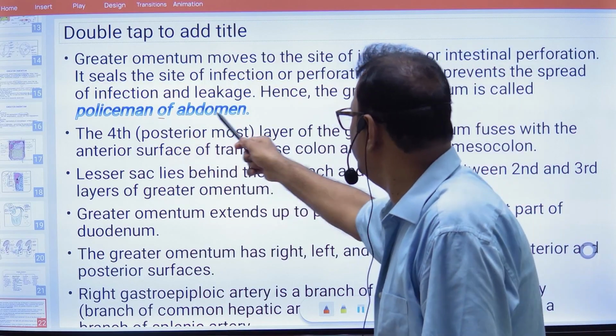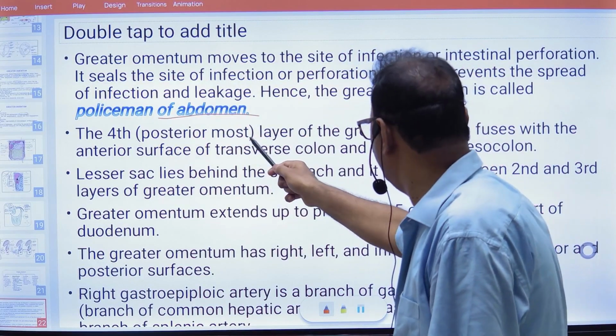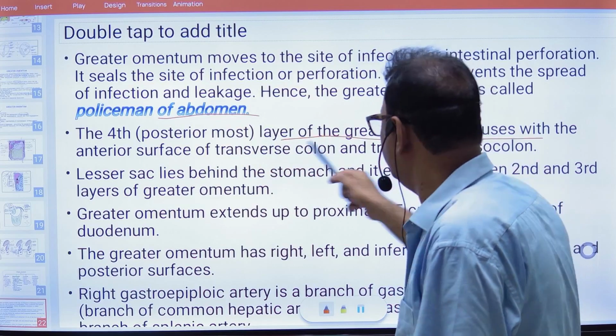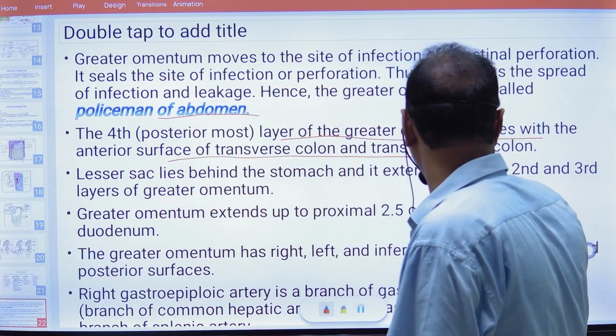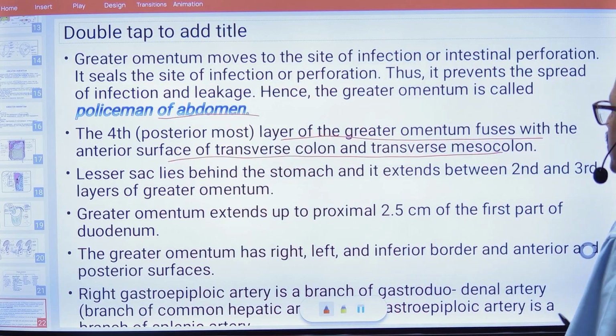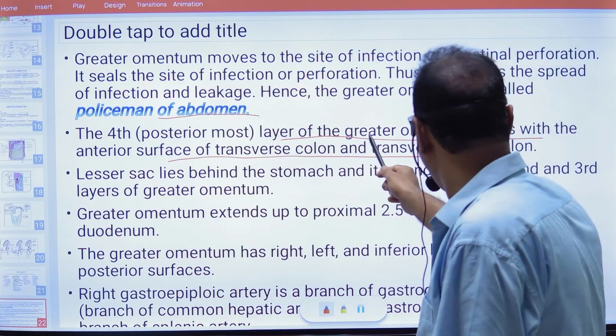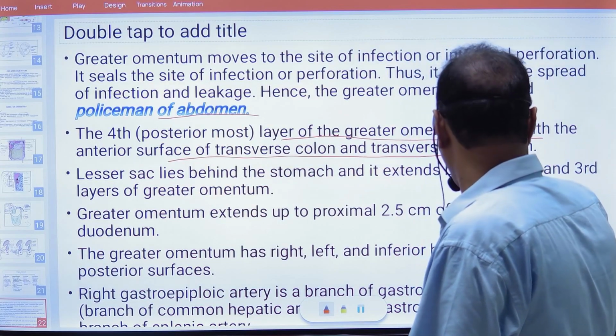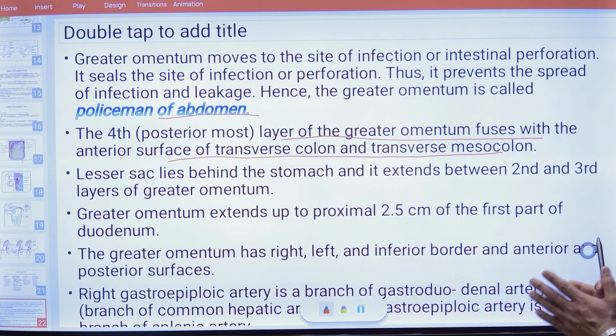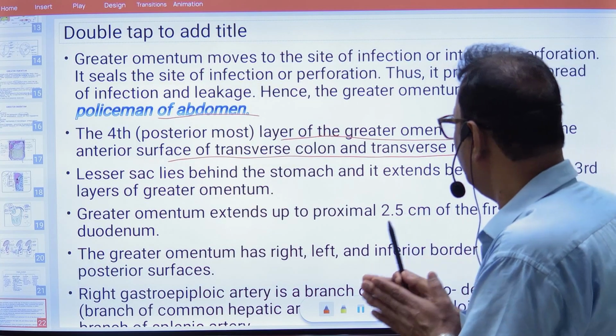It is called the policeman of the abdomen. Why? Because the posterior layer of the greater omentum fuses with the anterior surface of the transverse colon and forms the transverse mesocolon. Fourth layer, the posterior most layer of the greater omentum, fuses with the anterior surface of the transverse colon and forms the transverse mesocolon.